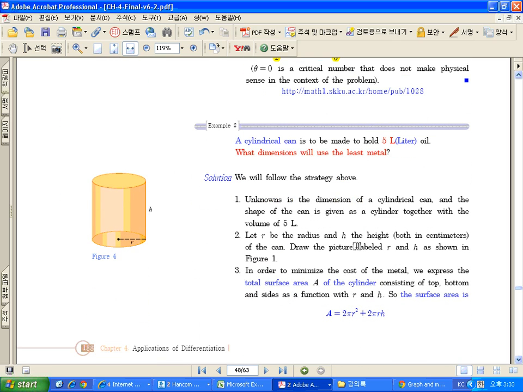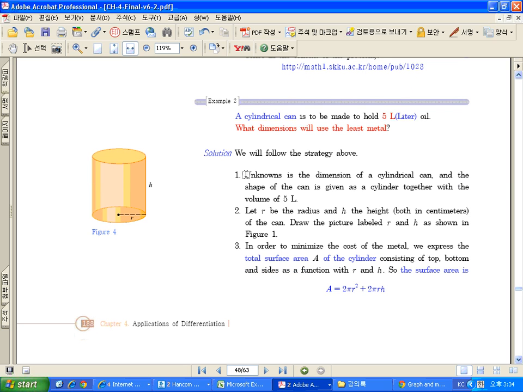The second problem is like this. A cylindrical can like this is made to hold 5 liters of oil. Then what dimensions will use the least metal? So we want to use a smaller amount of metal to build a cylindrical can that holds 5 liters of oil. Okay? So we want to build up an equation of what? The area. We want to minimize the area.